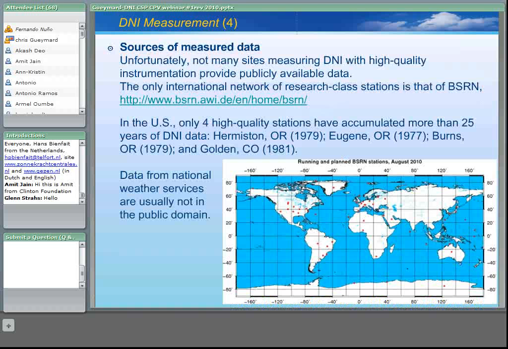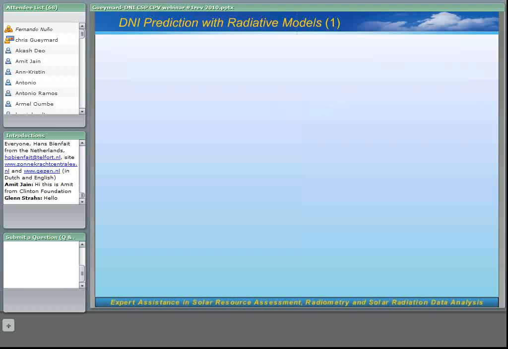In the US, there are only 4 high quality stations that have accumulated more than 25 years of DNI data, and 3 of them are in Oregon: Hermiston, Eugene, Burns, and the 4th one is in Golden, Colorado, which is where NREL, the National Renewable Energy Lab, is actually measuring radiation with a lot of instruments. Another point which has to be noted is that data from national weather services are usually not in the public domain, and that's why we don't have too many measurements of DNI available, unfortunately.